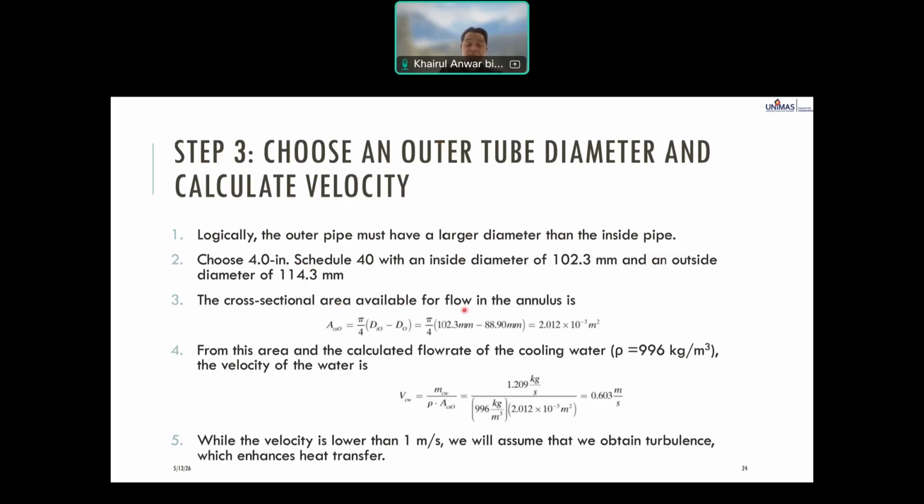The cross-sectional area available for flow in the annulus, where the annulus is the space between the outer tube and the inner tube: pi over 4 times 102.3, which is the inside diameter of the outer tube, minus 88.9 millimeter, the outside diameter of the inner tube. So we have 2.012 times 10 to the power of negative 3 meter square.